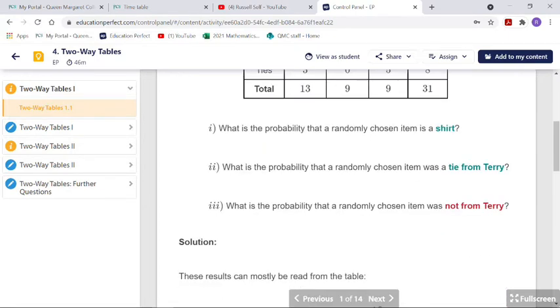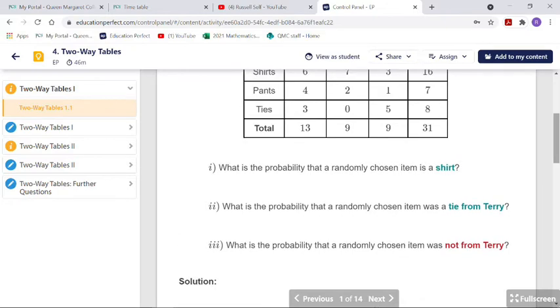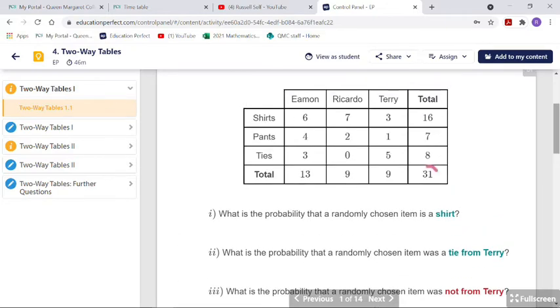Let's drop down to the next one. What is the probability the randomly chosen item was a tie from Terry? So this time, it's still a randomly chosen item, yes? That means the total that I'm going to use is what? 31. Oops, sorry, let me bring the chart back down a little bit. 31. But this time, I want a very specific item. It's a tie from Terry. So going over from ties across to Terry's, and how many ties does Terry have? 5. So 5 out of the 31 items would be Terry's ties. Okay? Very easy, very straightforward. Now again, that won't reduce, but you could change it into a decimal if you needed to or wanted to.